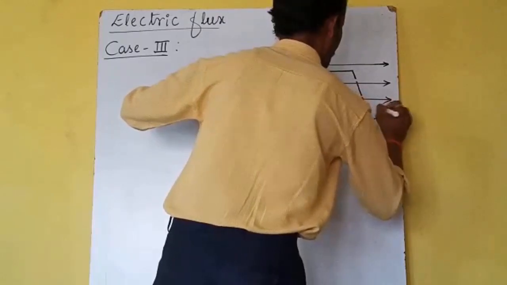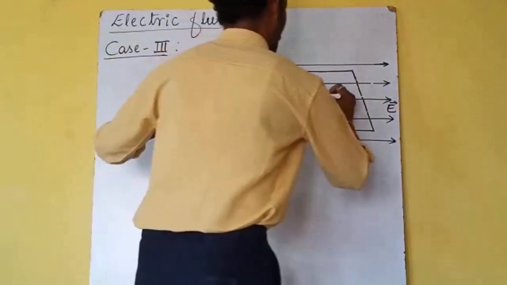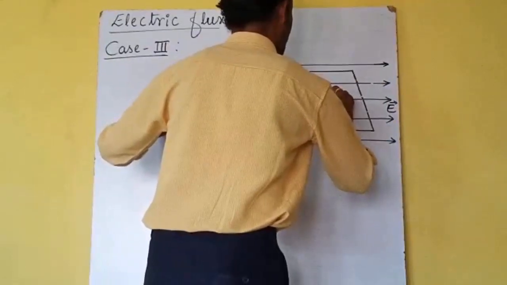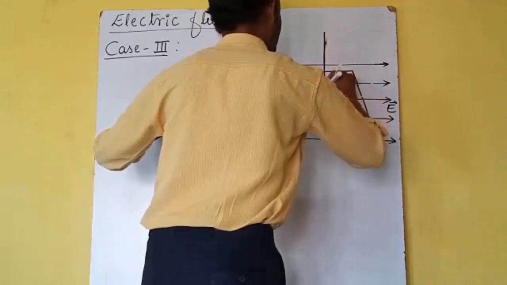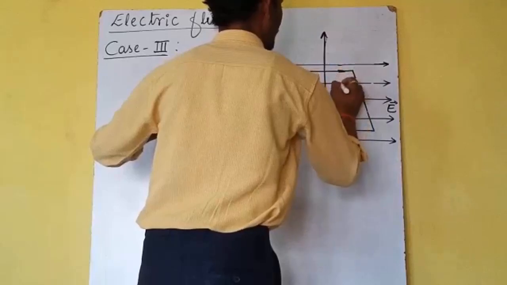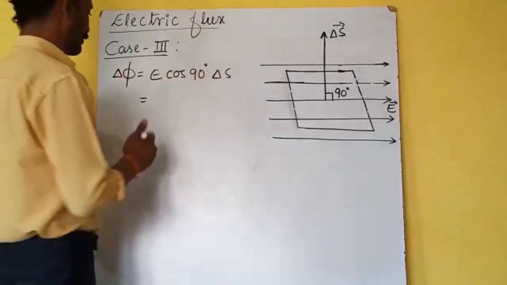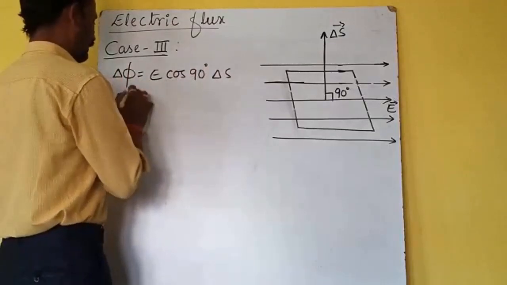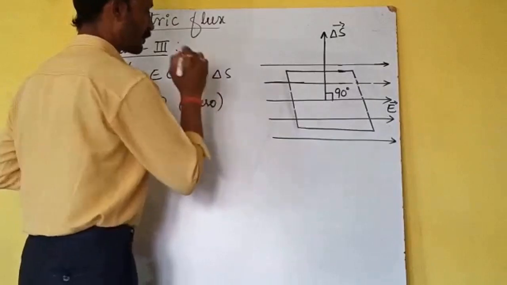This is the direction of electric field. These are electric field lines. So the normal drawn to this area element is this, the area vector. The angle delta is 90 degrees, cos 90 is 0, and 0 into anything is 0, therefore delta phi in this case is 0.